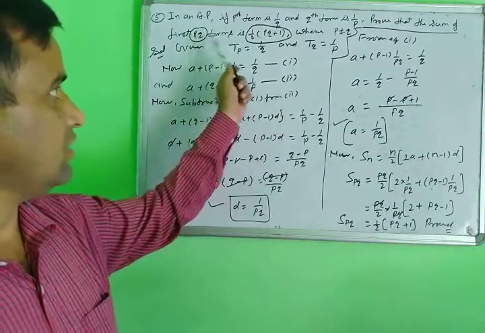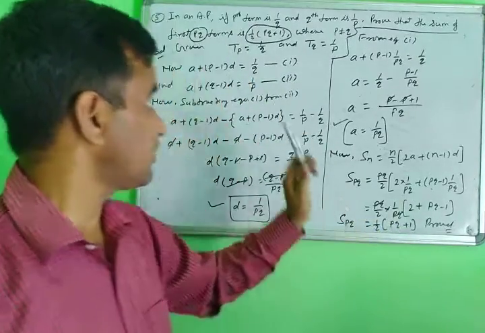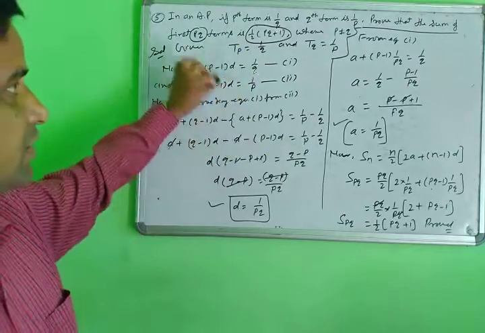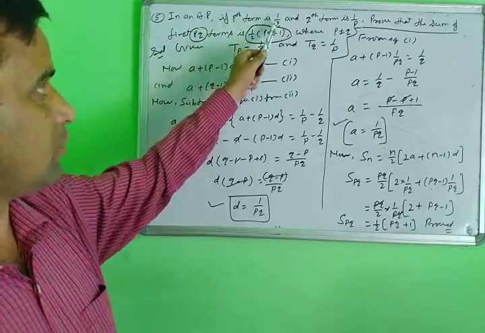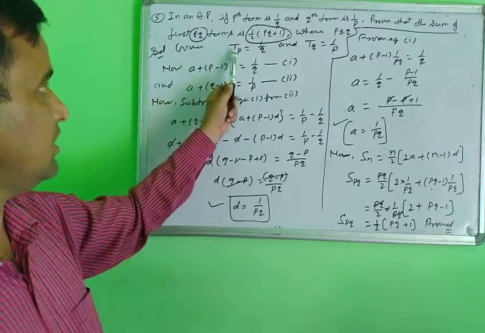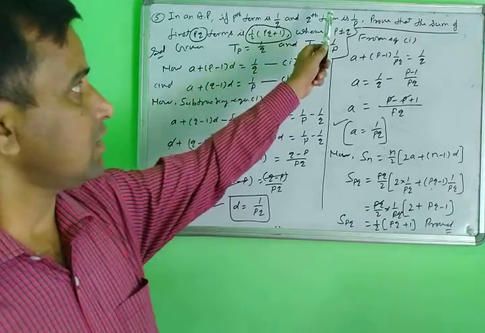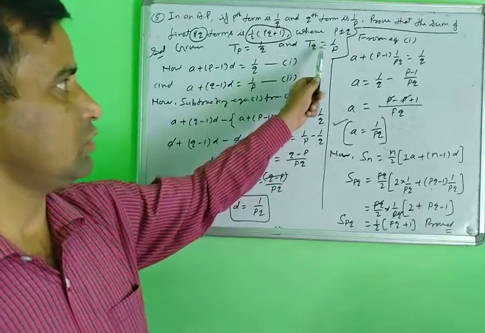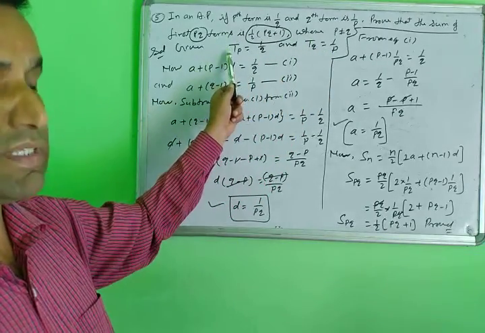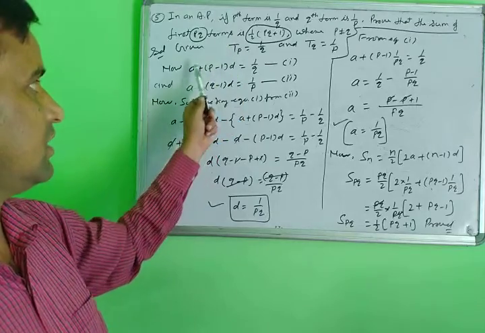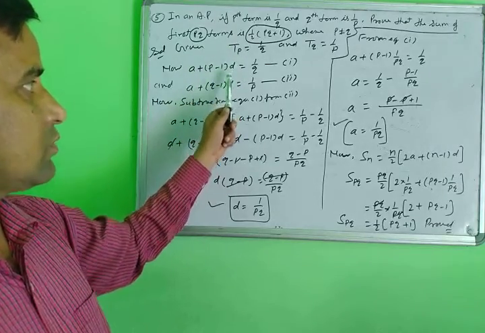Your result has been proved here. But when you start the question, read very carefully: the pth term of the AP is 1 upon q, so Tp equals 1 upon q, and the qth term is 1 upon p, so Tq equals 1 upon p. So what is the full form of this? This is Tn, the nth term. Create two equations here.